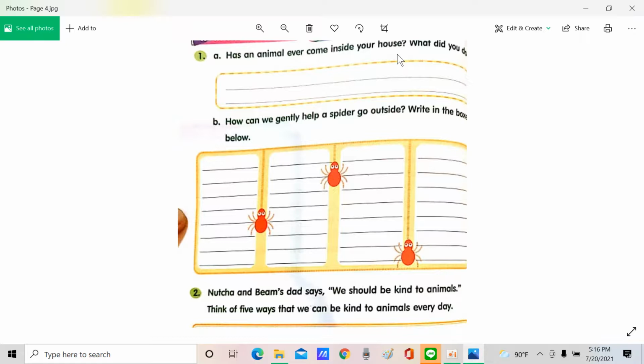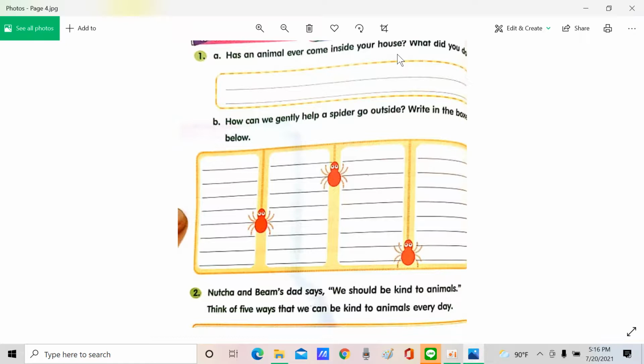No, you can write an answer if you have experienced it. But if no animals ever came to your house, then you can write there wasn't any animal that came to my house. No, nothing. No animals.